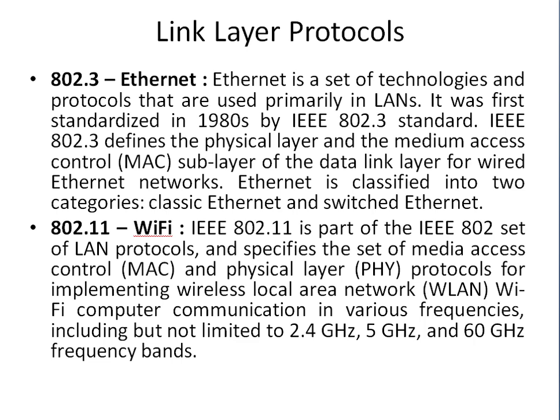primarily in LANs. It was first standardized in the 1980s, and by the IEEE 802.3 standard, IEEE defines a physical layer and the medium access control sublayer of the data link layer for wired Ethernet networks. Ethernet is classified into two categories: classic Ethernet and switched Ethernet.